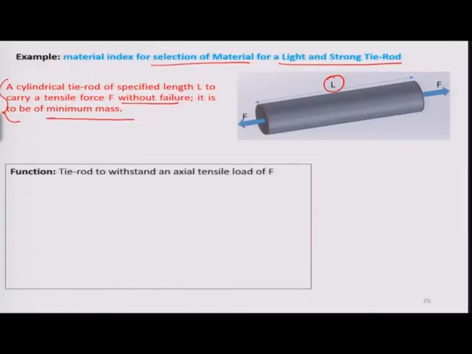Function: what is the function of this rod? Tie rod to withstand an axial tensile load of F. Here in the problem statement you can see the specified length L to carry a tensile force F. Objective: to minimize the mass of the tie rod, because it is to be of minimum mass. That is the objective you will have to keep in mind.